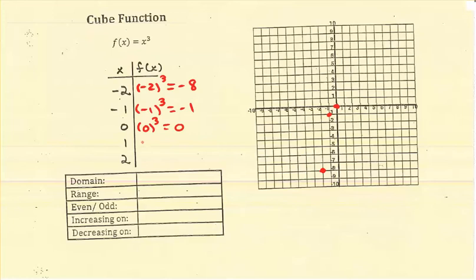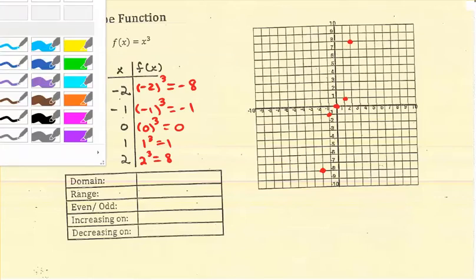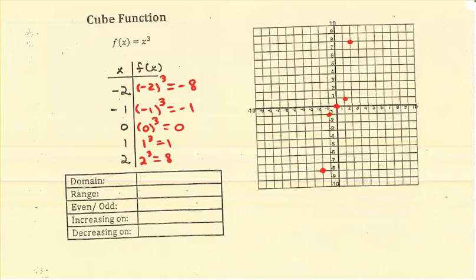Plugging 1 in, 1 cubed gives us 1, so 1, 1. And then plugging 2 in, 2 cubed gives us 8. So our final point that we're going to plot, just based on this table, is 2, 8. The more points you have, the more accurate your graph will look. But having these is good enough information to help us infer the rest of the graph.